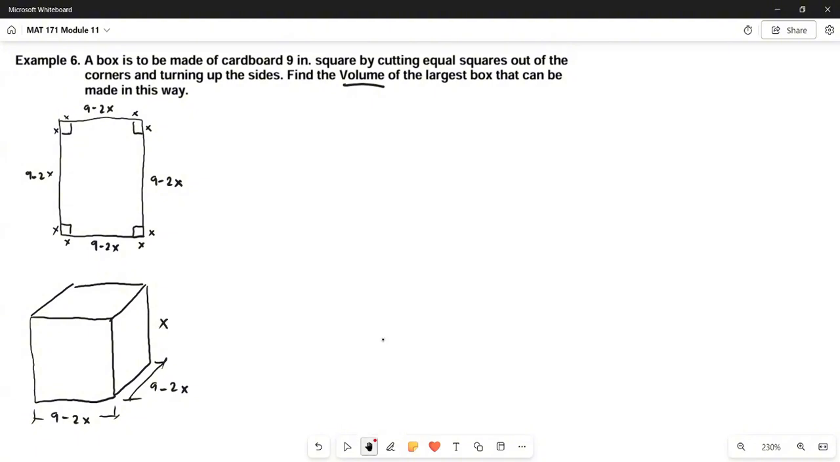So masyadong malaki yung height na na-drawing natin. Well, anyway, for representation lang naman. So since volume ang pinapahanap sa atin, maximum volume, mag-set up tayo ng formula or equation based sa volume. So ano bang formula ng volume pagdating sa isang box or cube?